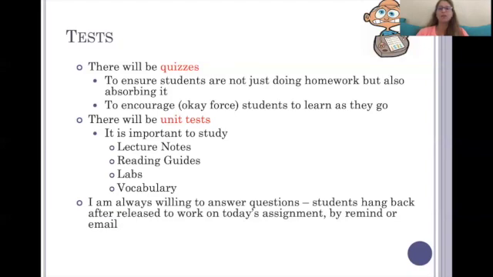I'm always willing to answer any questions that you have. Usually I have students hang back if they've got questions after I release people to do their daily work. You can either do that, or you can hit me up by Remind, which is like a text messaging service, or by email. I am very conducive to answering students' questions. I don't want anyone to sit at home and be confused. So any way and anytime I can answer you, I will.